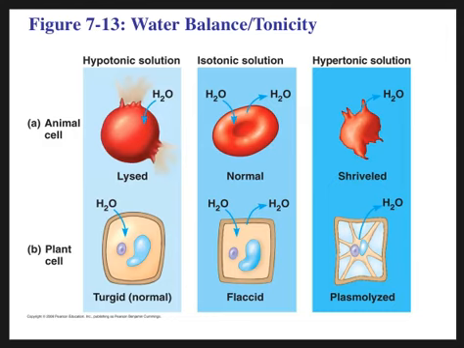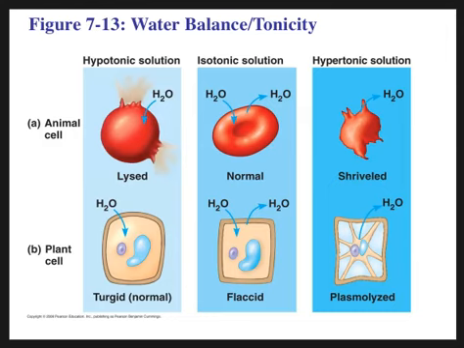That's flaccid. So normal in plant cells is turgid. That's in a hypotonic solution. Flaccid is just a little bit limp where we're not getting full pressure against that cell wall. That's in an isotonic solution.